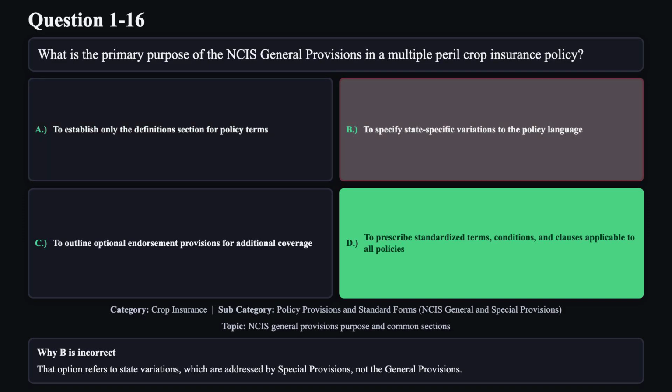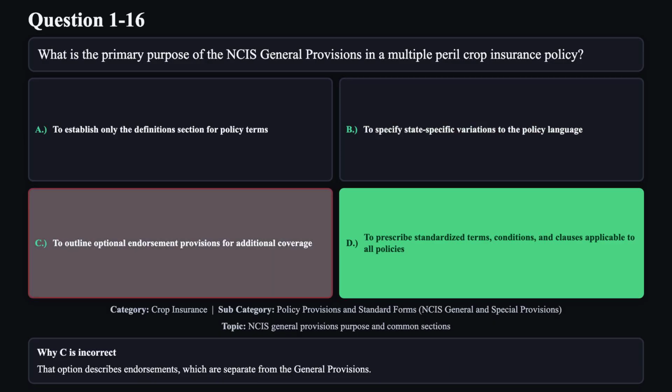Reason B is not correct. That option refers to state variations, which are addressed by special provisions, not the general provisions. Reason C is not correct. That option describes endorsements which are separate from the general provisions.